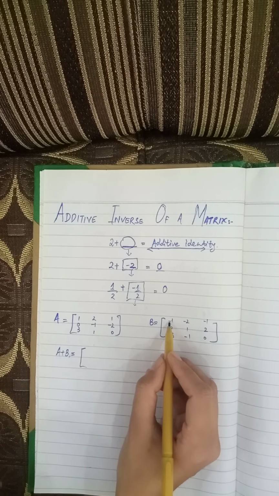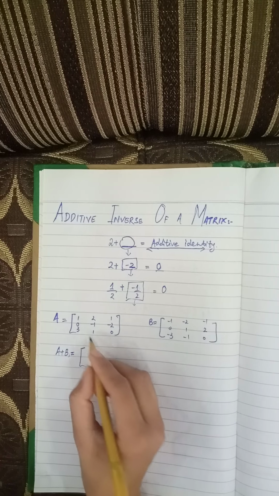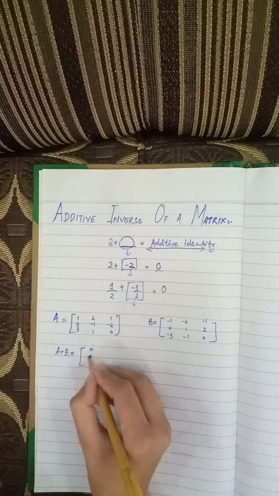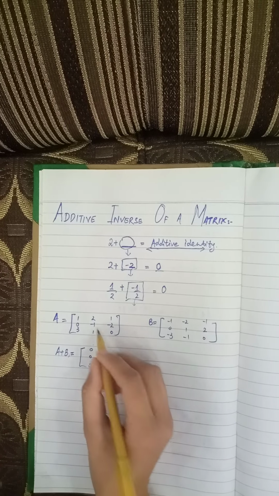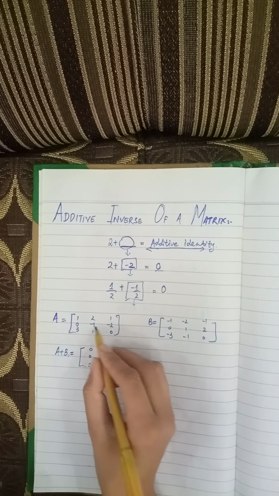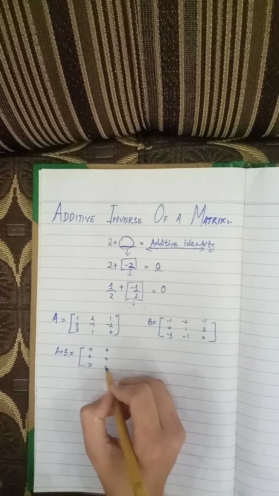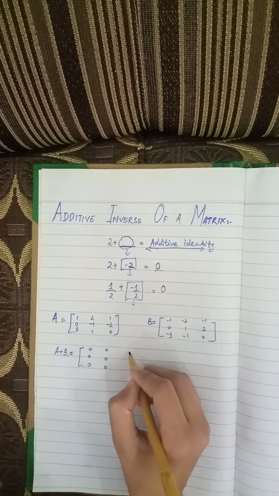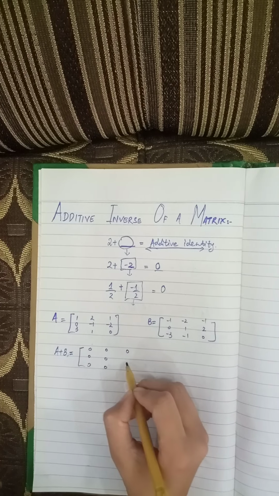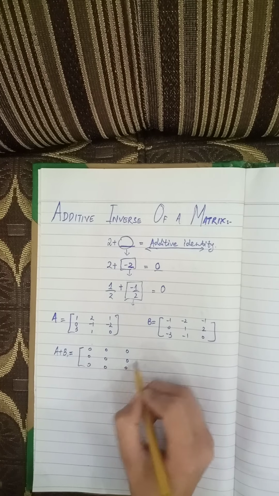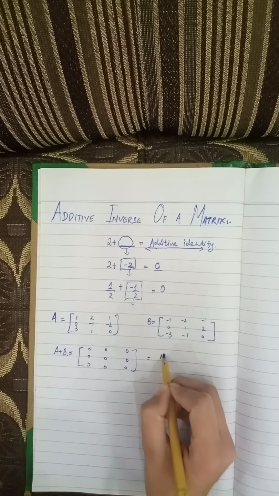1 minus 1 is 0, 0 plus 0 is 0, 3 minus 3 is 0, 2 minus 2 is 0, minus 1 plus 1 is 0, 1 minus 1 is 0, 1 minus 1 is 0 again, minus 2 plus 2 is 0, and 0 plus 0 is 0. So this is the null matrix.